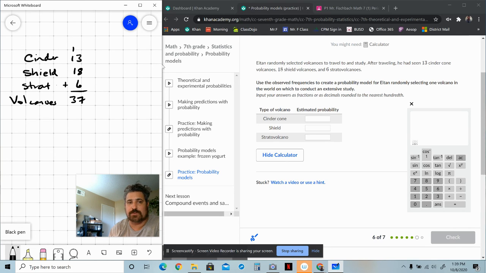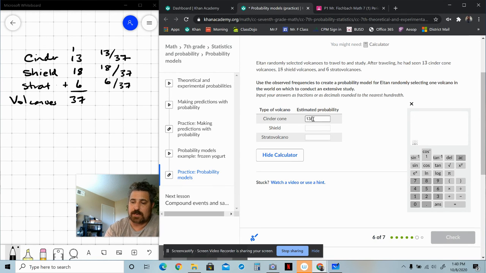So the chance of him choosing a cinder volcano would be 13 out of the 37. The chance of him choosing the shield would be 18 out of 37. And the chance of him choosing a strat would be 6 out of 37. And together that's 37 out of 37, all the things that he's chosen in the past. So we just do 13 out of 37, and then 18 out of 37. If they simplified or changed it, it's fine. Just leave it as is. And 6 out of 37. And that's the answer.